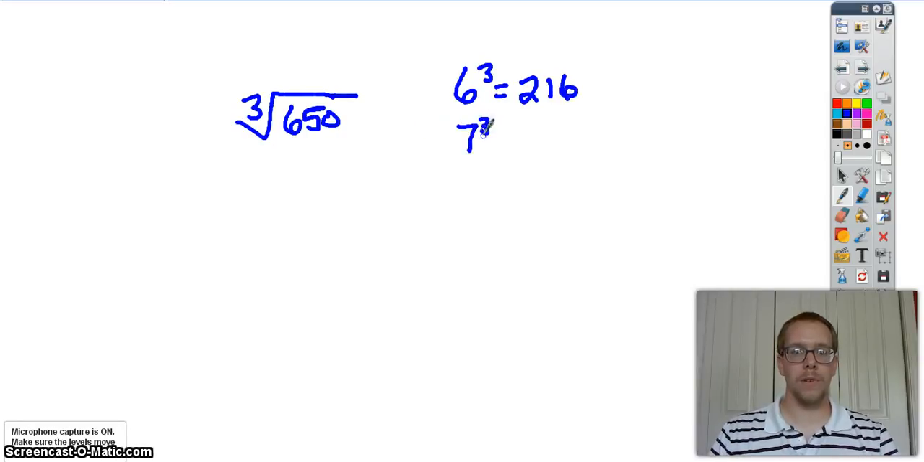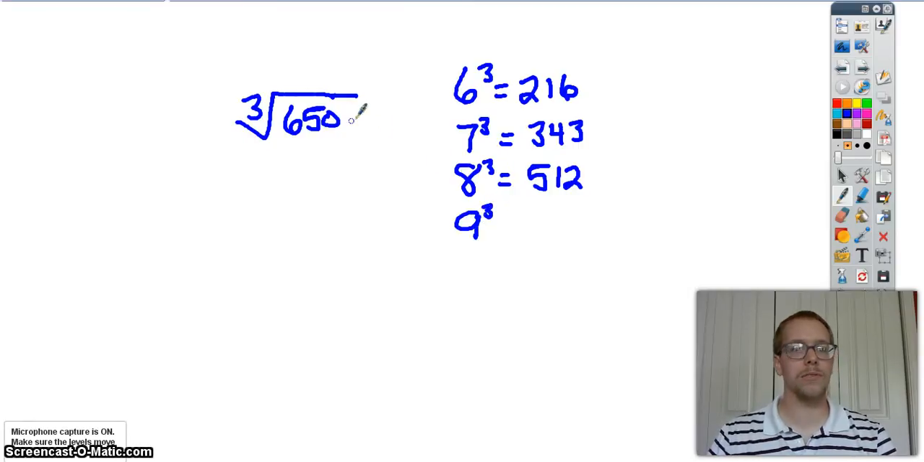Going up 1, adding 1 to our base, 7 cubed, well, that's 343. Adding 1 to our base again, 8 cubed, well, that's going to get us 512. 9 cubed, and notice 8 cubed, 512, we're getting closer to 650. Turns out 9 cubed, 9 times 9 times 9, that gives us 729. Well, note that 650 is between 512 and 729.